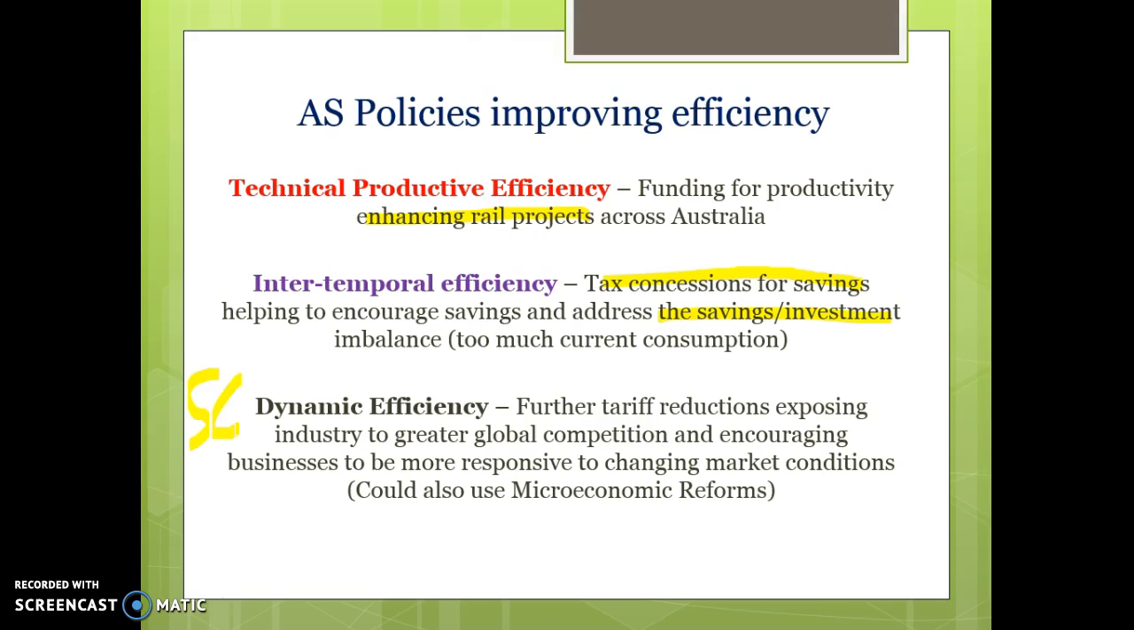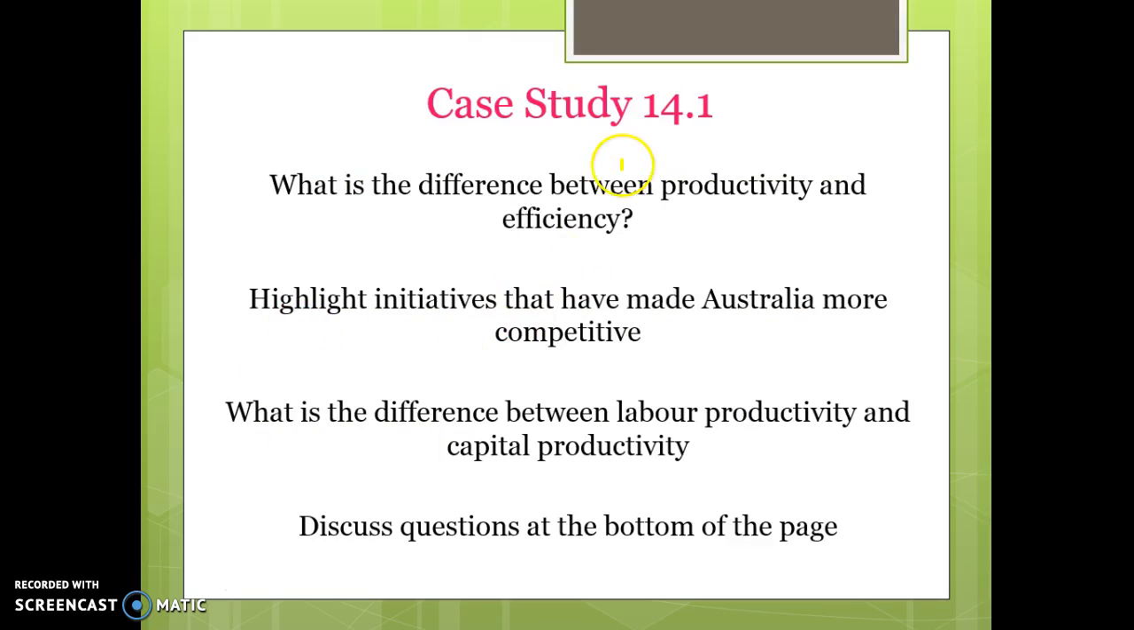So if the government was to be able to find ways to provide subsidies for businesses to produce smaller cars, we may become more dynamically efficient. But generally, dynamic efficiency can be improved via trade liberalisation, so that we have more competition, so that we have to be responsive to customers' needs, or people will just buy foreign products. There's a good case study in your workbook, page 14.1, which looks at the difference between efficiency and productivity.